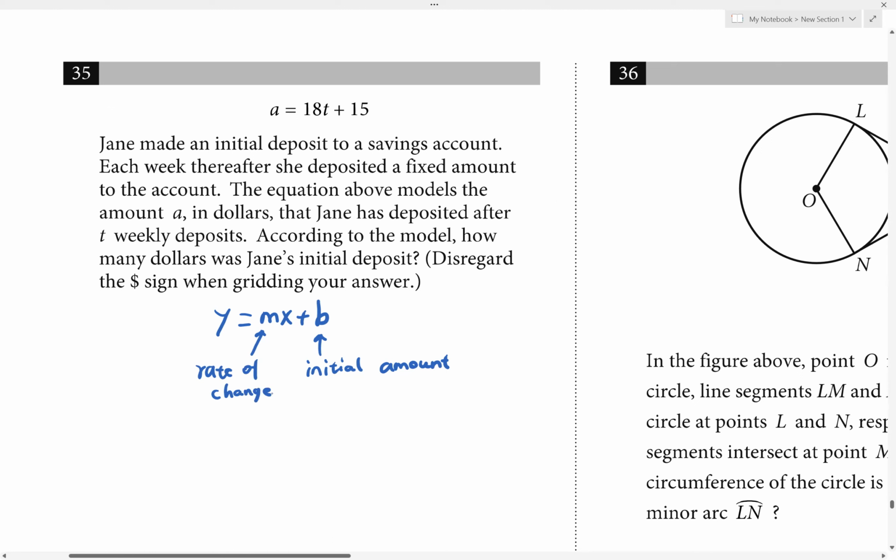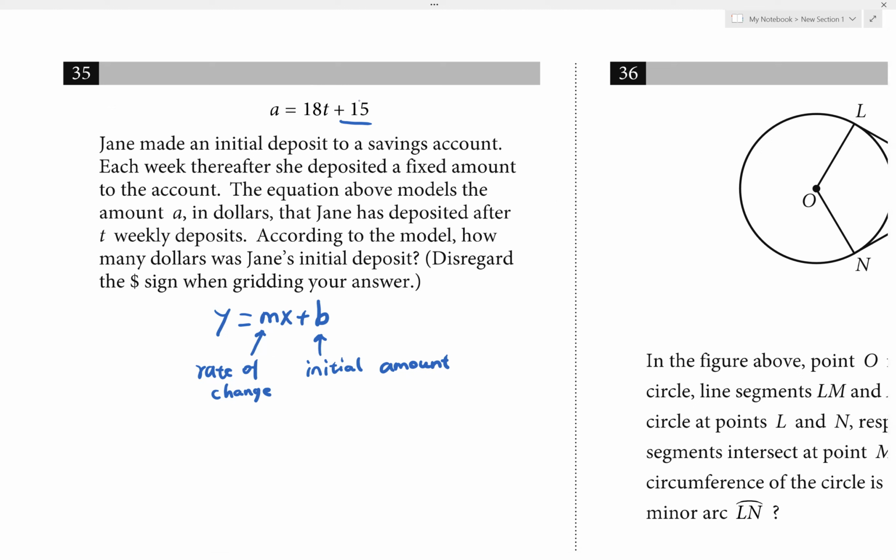So we think about this question, right? 18 is the slope. That means for each week, she must deposit $18, according to this model. That's a weekly deposit. And multiplied by t, that's how much deposit we have. Each time is 18, that is 18 times t. And then plus 15 at the end, that should be the initial amount. That's the initial deposit. So she began with $15, and after that, each week she put in $18 more.